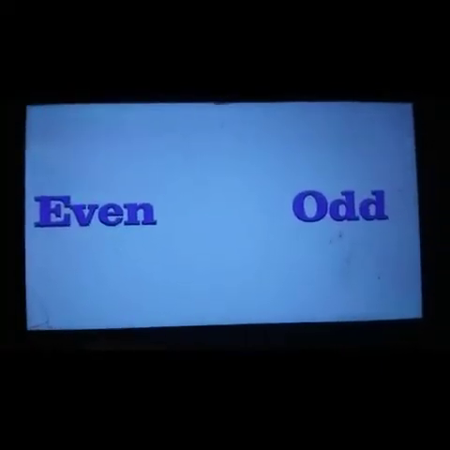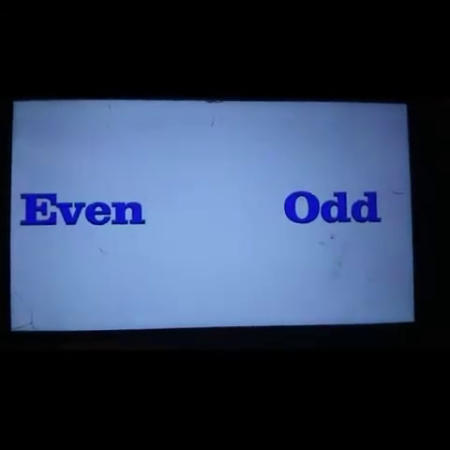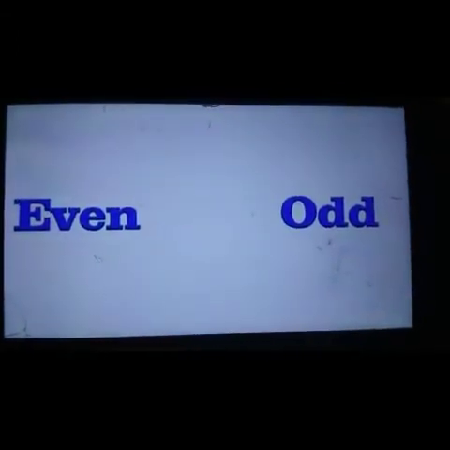Now you can differentiate between even numbers and odd numbers. So do the exercises of your book.